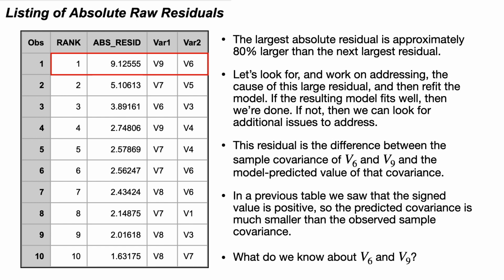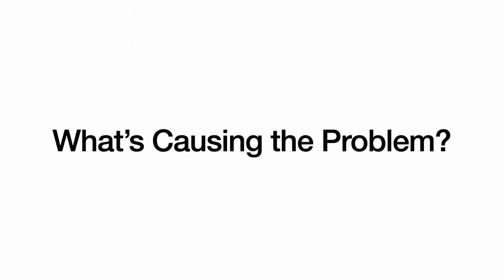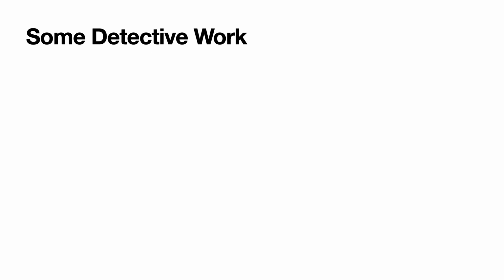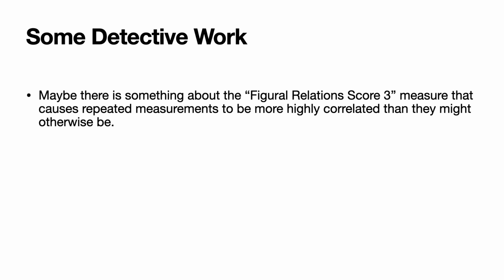Now, what do we know about V6 and V9? This is going to help us answer the question, what is causing the problem? So let's do some detective work. Here is a table of the manifest variables that we looked at when we were fitting the model in the previous lecture video. We see here that V6 and V9 are repeated measures of the third figural relation score. Maybe there's something about the third figural relation score measure that causes repeated measurements to be more highly correlated than they might otherwise be.